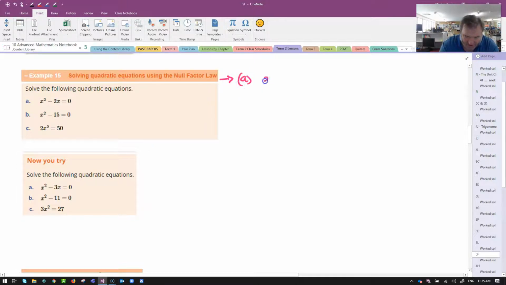Let's have a look at A. x squared minus 2x equals 0. As soon as I see a power of x greater than 1, I'm thinking factorise, Null Factor Law. This is a nice easy one to factorise. x is the common factor. x minus 2 are the leftover bits. That becomes my second factor.